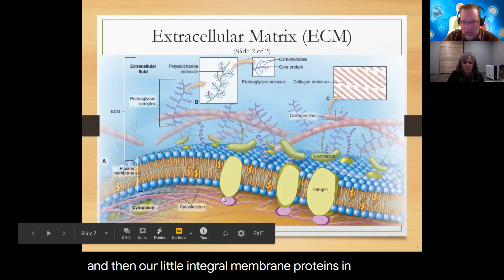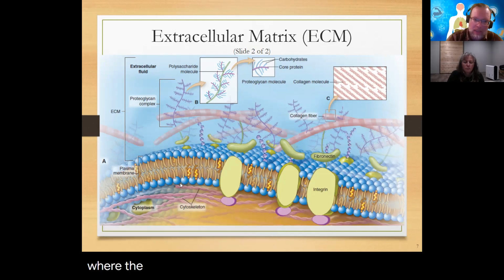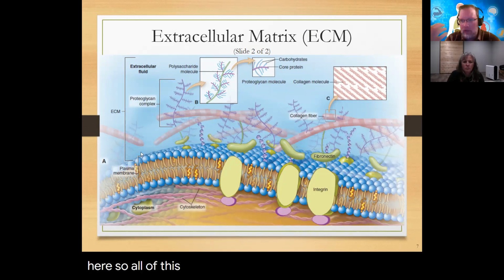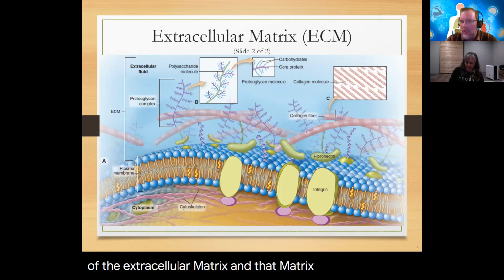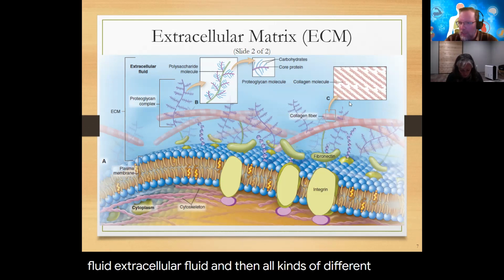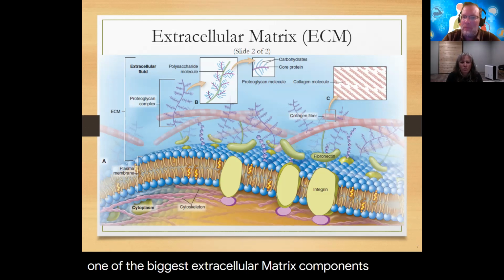And then we go down a little bit, and we're now inside of the cell, right? So the bottom of my screen is where the inside of the cell is, and the plasma membrane is here. So all of this that we see is considered the extracellular space, and is comprised of the extracellular matrix. And that matrix is going to be fluid, extracellular fluid, and then all kinds of different other protein structures. We might have collagen. That's probably one of the biggest extracellular matrix components, besides the fluid.